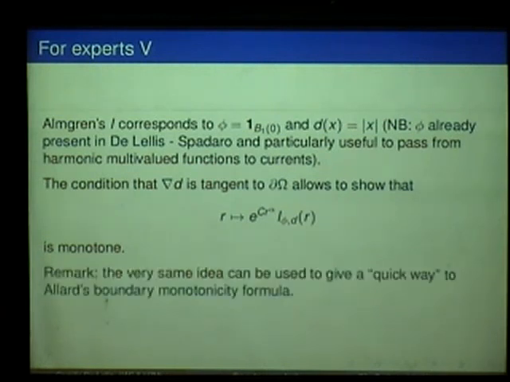Now, it's interesting that if you take the very same idea, you can use it to give a very quick proof of Allard's boundary monotonicity formula for the area, for stationary varifolds. The original proof is rather complicated. In particular, instead of looking at the exact ratio between the volume of the surface and r to the power, if you introduce a suitable weight, you can get an elementary proof of monotonicity by using first variation arguments, as happens in the interior.